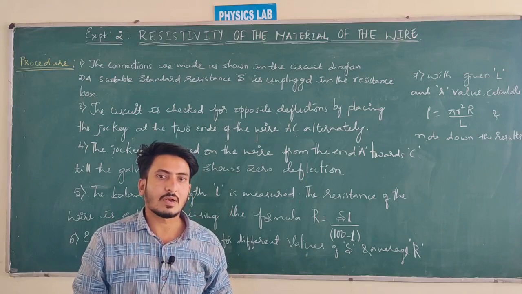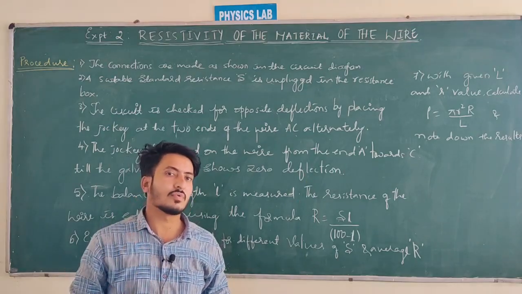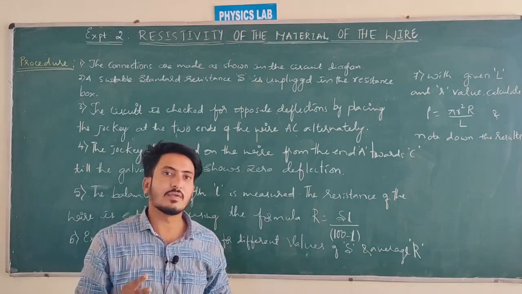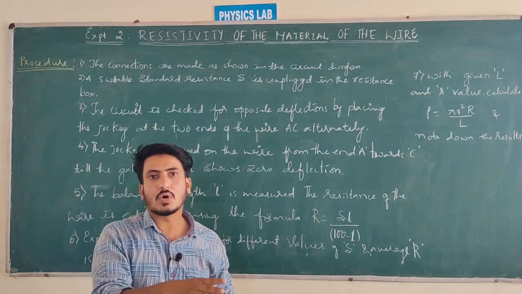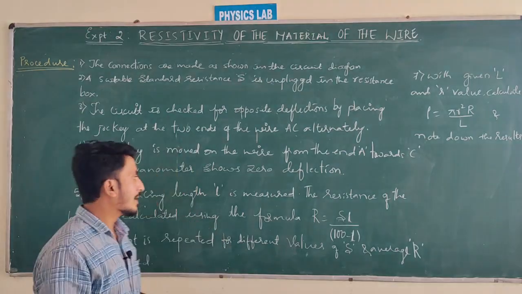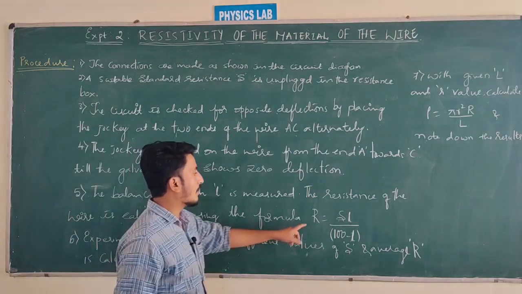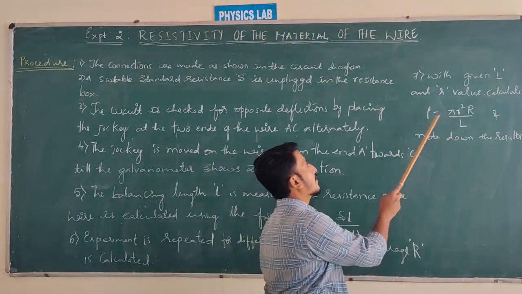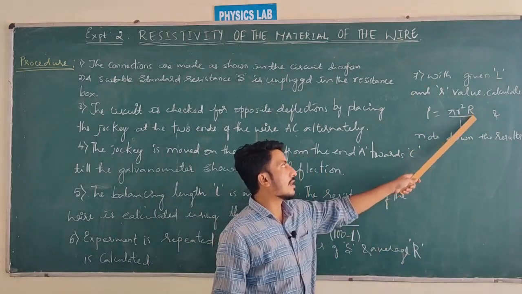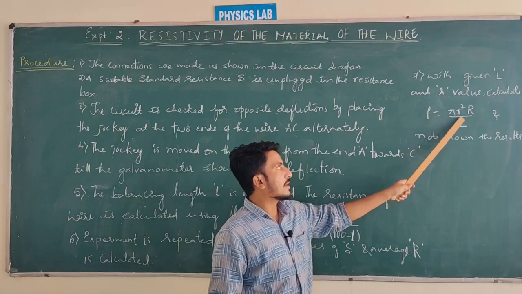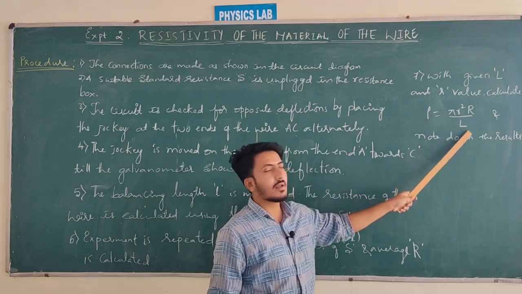That length you have to calculate, and the 100 minus L also you have to note down for the 3 different values of the resistance which you are removing from the resistance box. Note down L and 100 minus L. Calculate resistance R. Once we calculate resistance R, we need to calculate the resistivity of the given wire with the formula area into R divided by L.